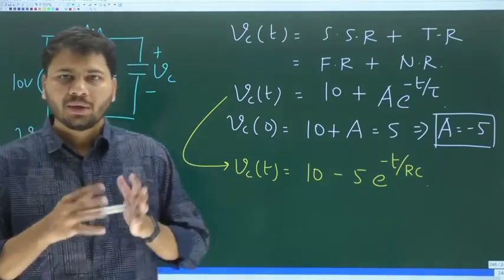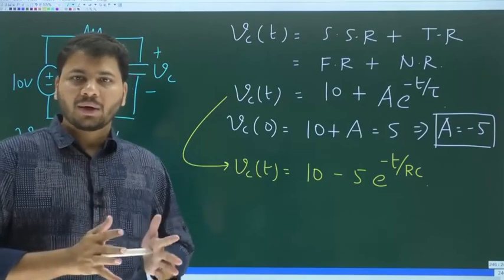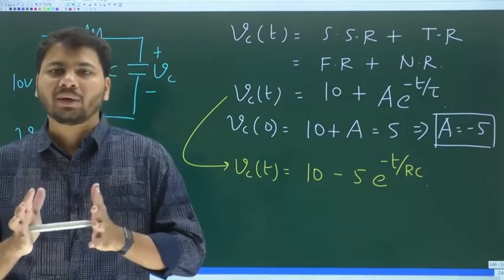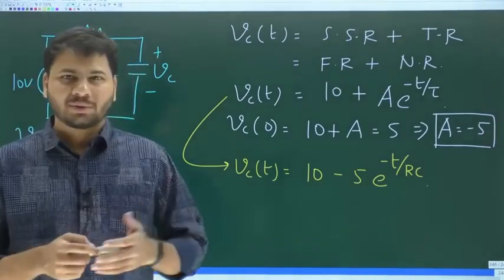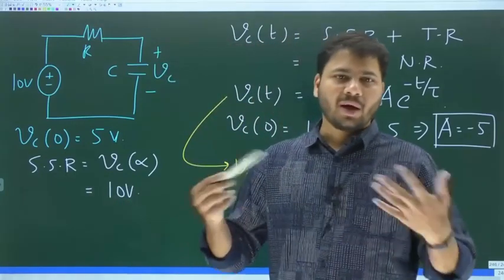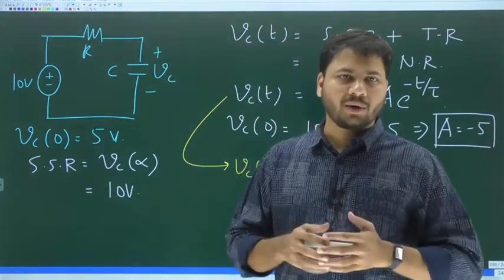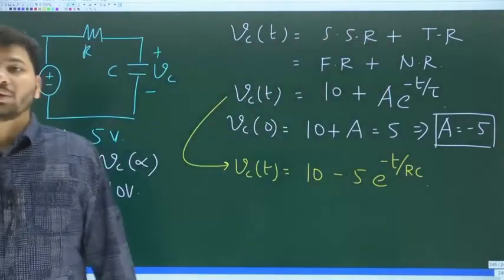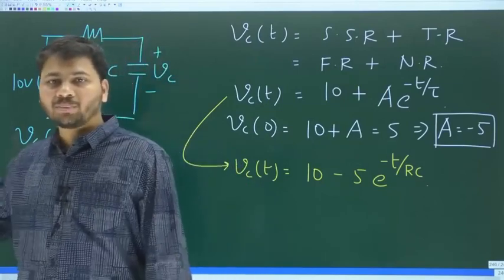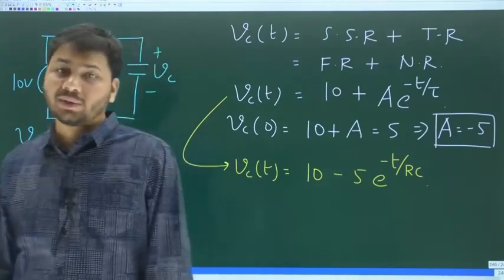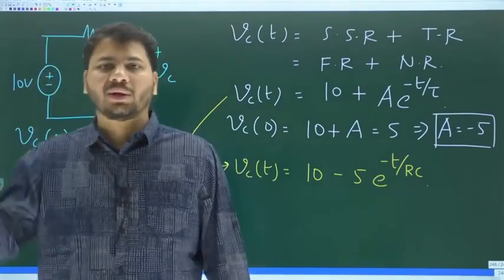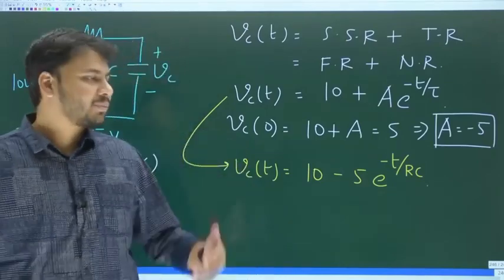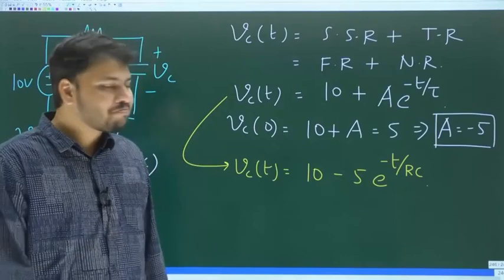So from now onwards, the complete response will be equal to the forced or steady state response plus the natural or transient response. The forced response is very obvious. It is just the value of the current or voltage at t equal to infinity, when it reaches steady state. And what will decide the nature of the steady state? The source. Source DC, the circuit reaches DC steady state. Source AC, the circuit reaches AC steady state. In fact, after a couple of days, we will get started with AC analysis.